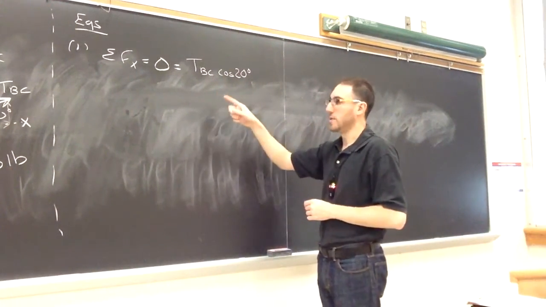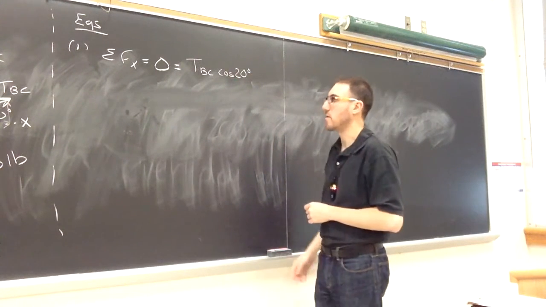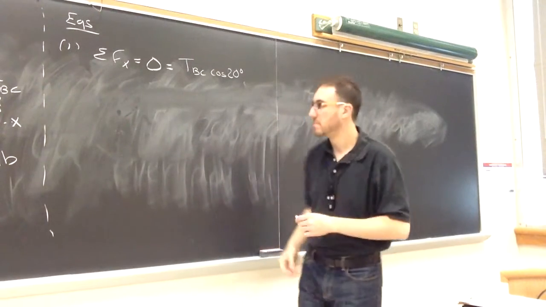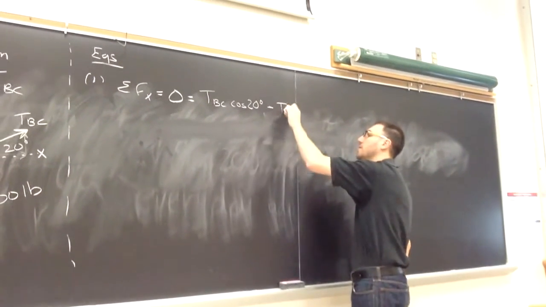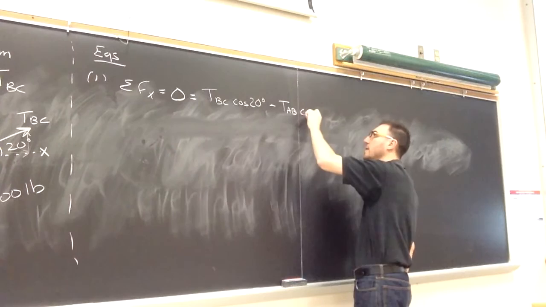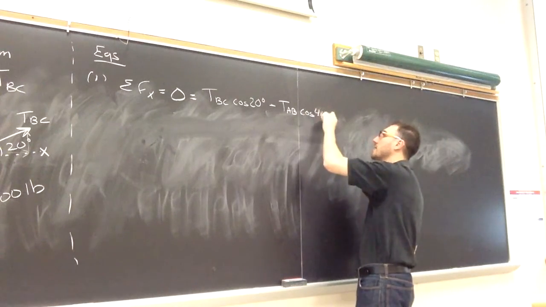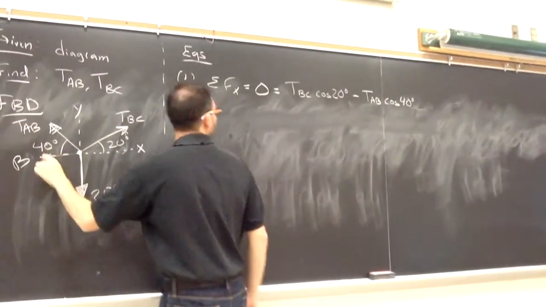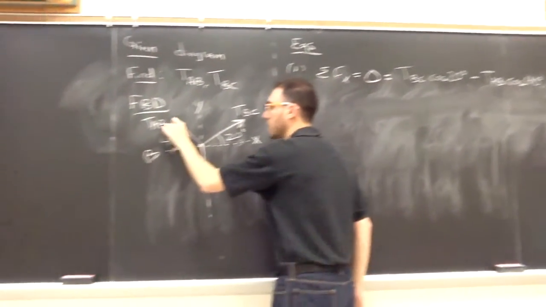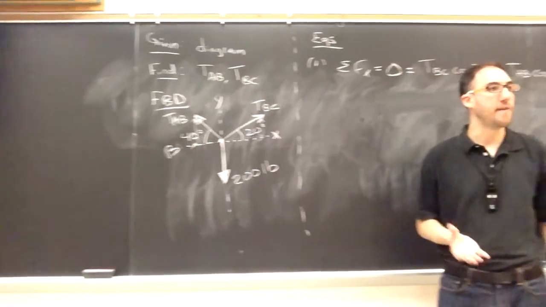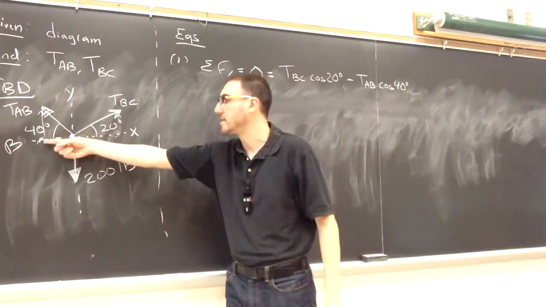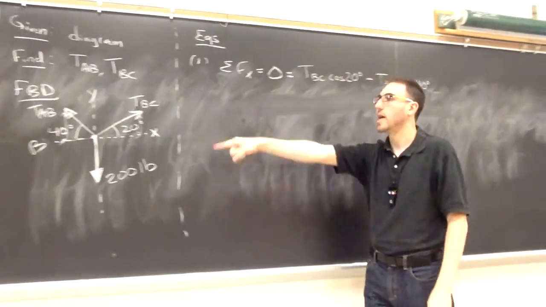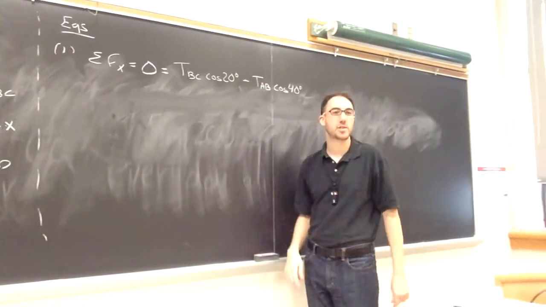All right, so that's the only part of TBC that acts there. What else is acting in the x direction? Right. So TAB will have a component in the x direction. In this case, it's the cosine of 40 is the horizontal component, and it's negative, as we saw before, because it points in the negative x direction. I said x was positive right, it points to the left, so that's why it's going to be negative here.